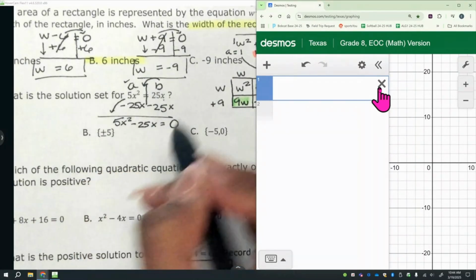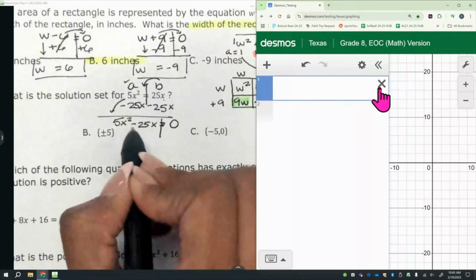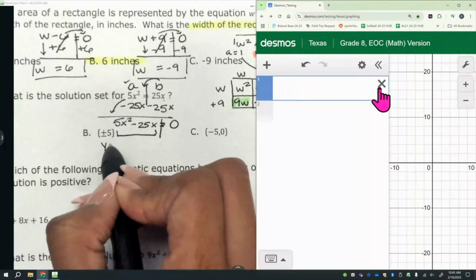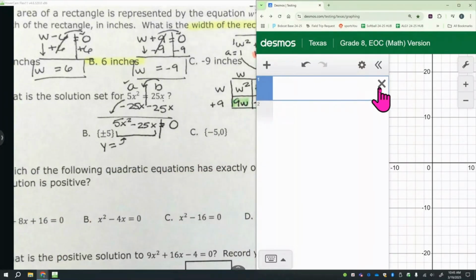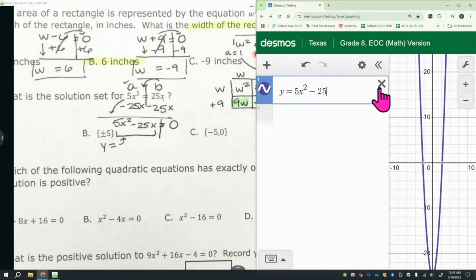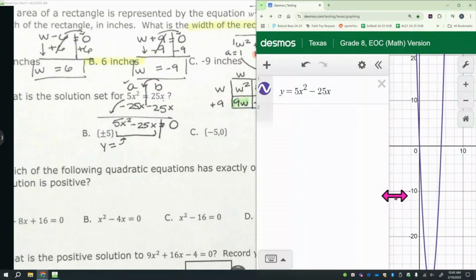Here's what we're going to do. Split your line down the equal sign, wherever your equal sign is, and you're going to type in the first half, y equals, type that in. So we're going to do that now. Y equals 5x squared minus 25x. When I do that, as you can see, I get a parabola.